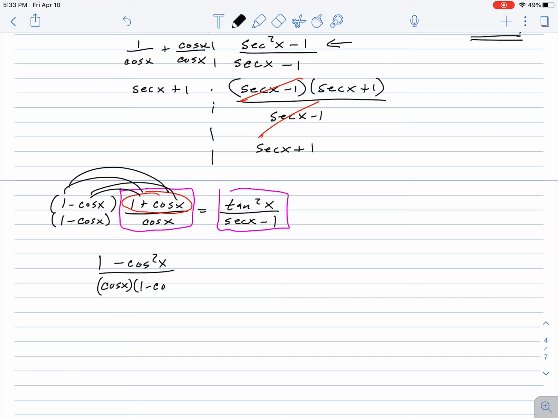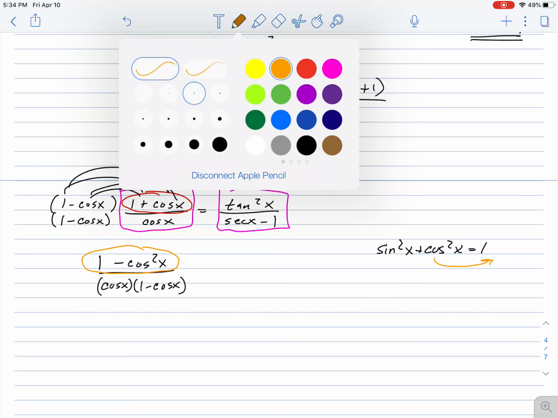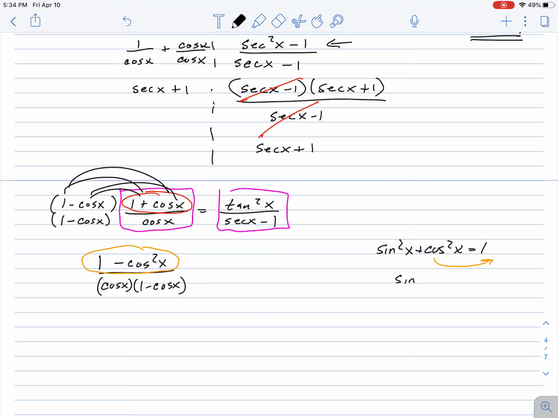And that always creates a Pythagorean theorem. Remember that sine squared plus cosine squared equals 1. So if I want to create this situation, I need to subtract the cosine squared over. That means I can replace 1 minus cosine squared with sine squared x.